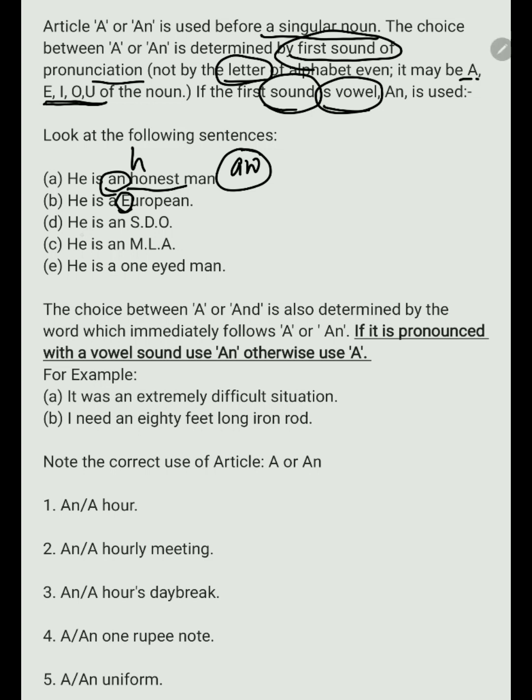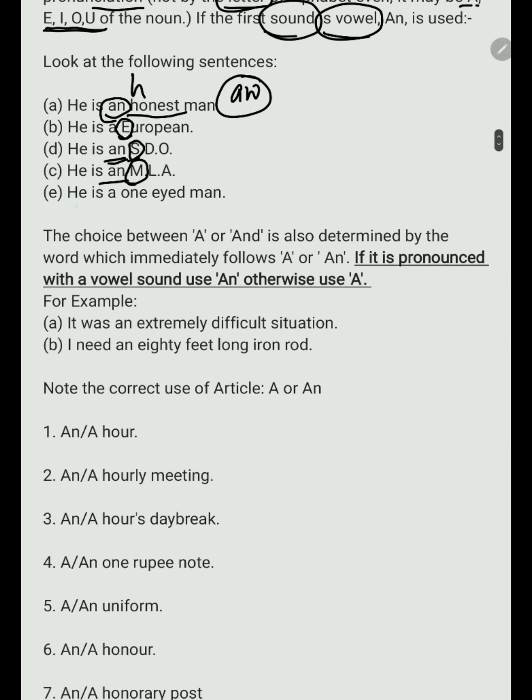Alright. Next is, he is an SDO. Now, this letter is S, but still we have used an over here. Here we have to understand that the sound is es-dee-oh. So that is why we used an. Next sentence: he is an MLA. Now here M is a consonant, but still we have used an over here. Why? Because the sound of M is em. So that is why we used an over here.